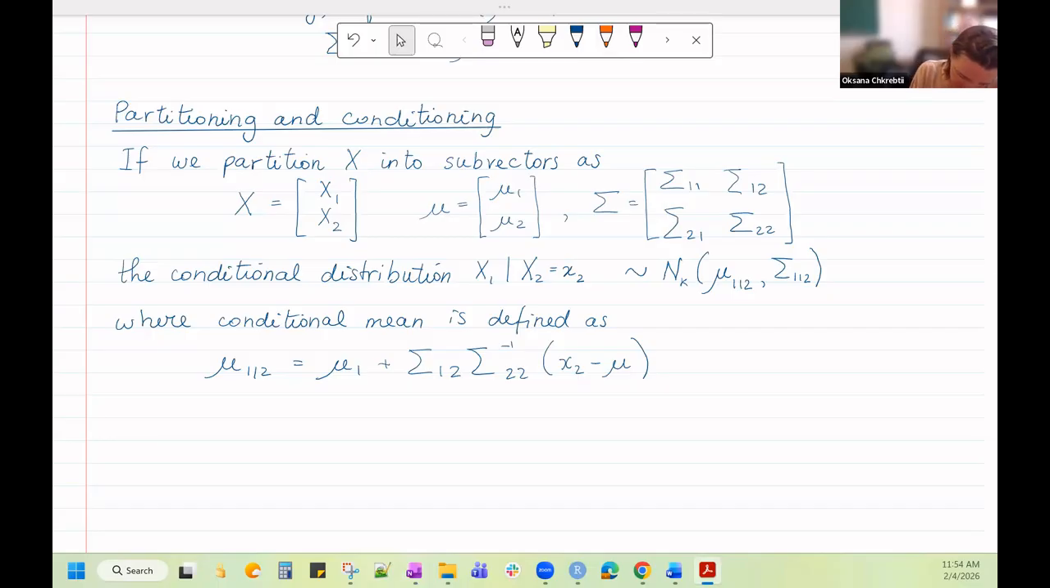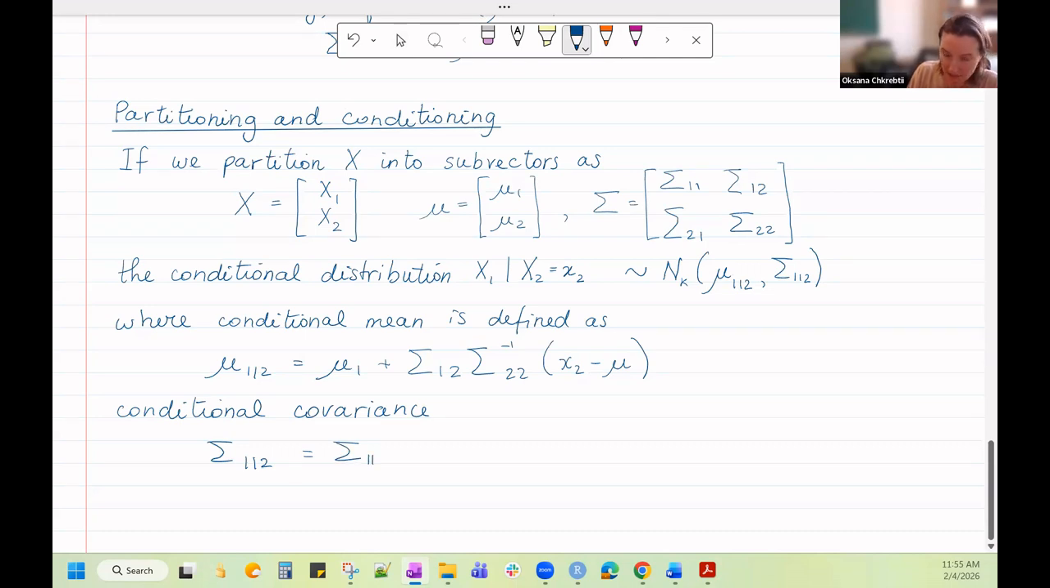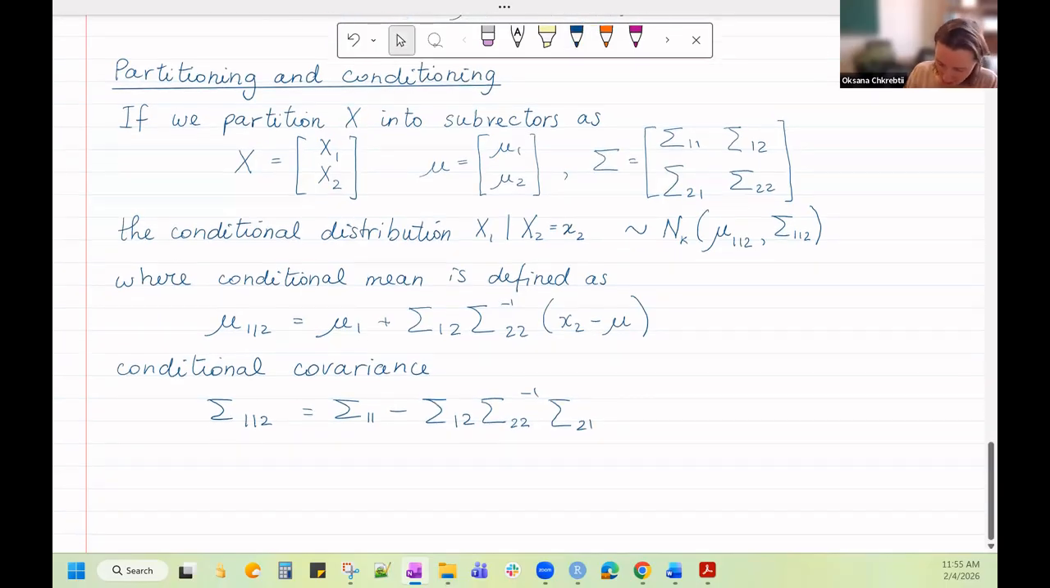The conditional covariance is given by sigma 1, conditioning symbol 2. It's going to be the 1, 1 submatrix of sigma minus the 1, 2 submatrix times the 2, 2 submatrix inverse times the 2, 1 submatrix. And this is also known as the so-called Schur complement.